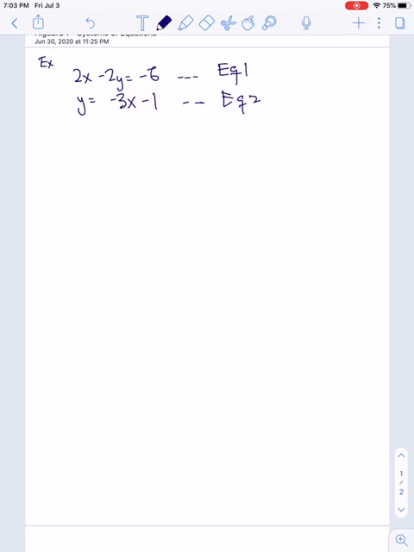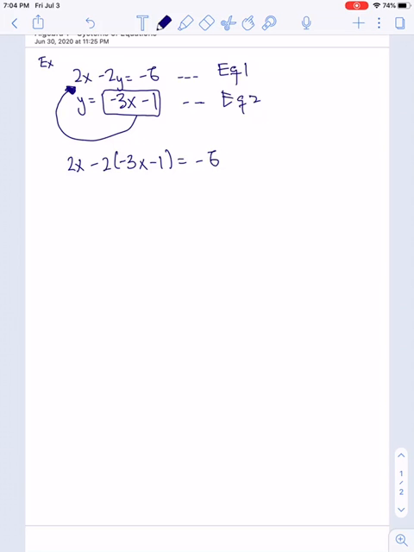In this instance, I'm going to pick the product of the second equation and plug it into the first equation in order to solve for x. So I'm going to pick this value. I'm going to plug it in for y on the first equation. And in rewriting the first equation, I'll get 2x minus 2, open parentheses, negative 3x minus 1, equals negative 6.